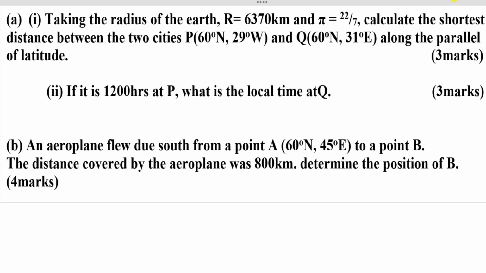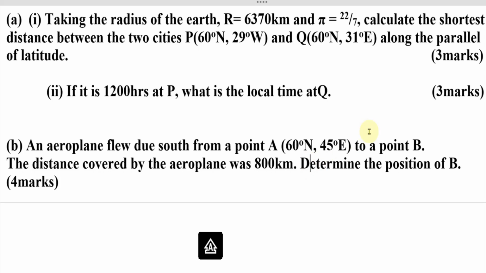Part B of the question: an aeroplane flew due south from a point A, 6 degrees north, 45 degrees east, to a point B. Given that the distance covered by the aeroplane was 800 kilometers, determine the position of B. So those are the questions.